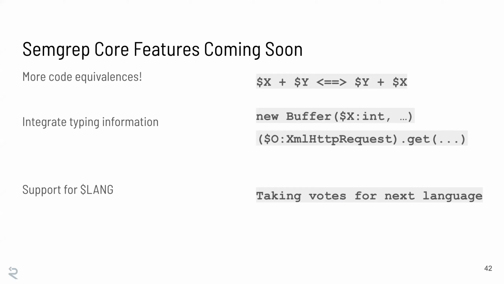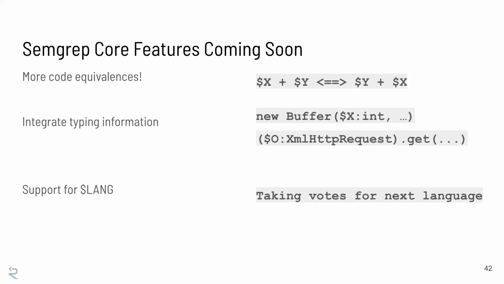One of the things that I mentioned is more code equivalences. We've done a lot of work adding support for the languages we support to be able to say, hey, this and this are actually the same thing. So let's collapse them, so that somebody can write a pattern that looks one way and it matches all those other variations.